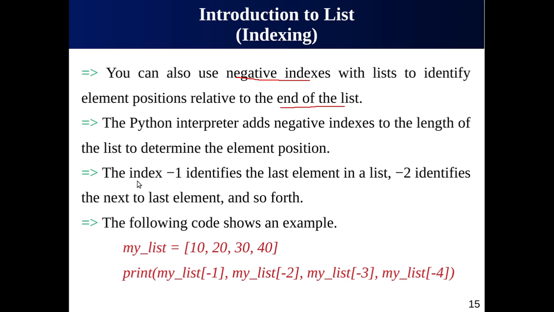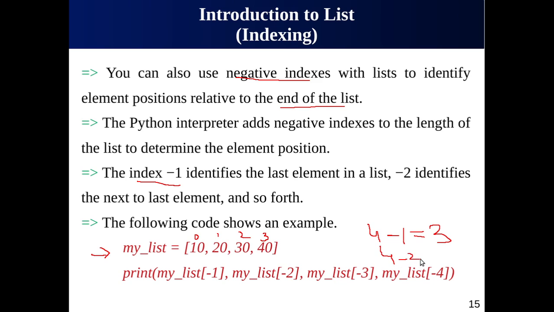For example, index -1 actually identifies the last element. How? Because the total number of elements, in this case, is 4. So 4 minus 1 is equal to 3, which means this is index 0, this is index 1, index 2, and index 3. What is the value at location 3? That is 40. So -1 actually refers to the last element. What about -2?